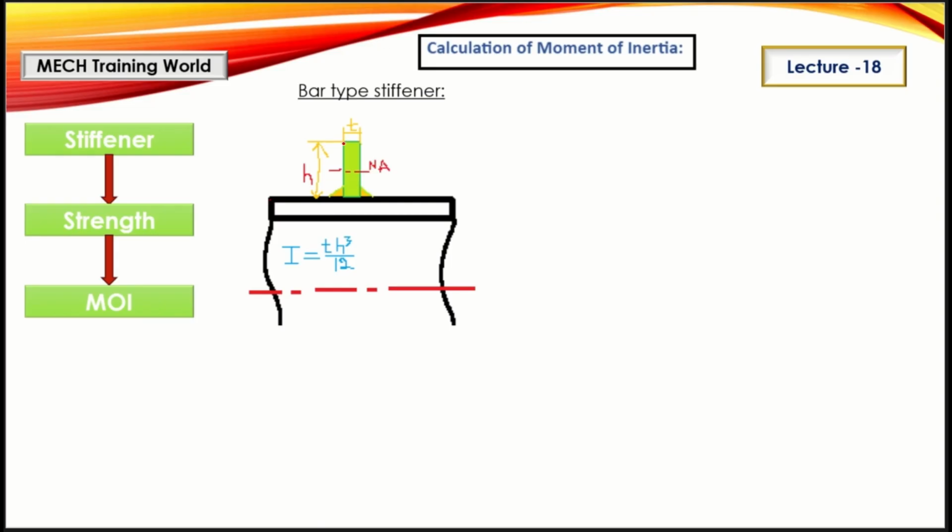If you see this, it looks like a rectangular section. We know that for a rectangular section, the moment of inertia is BD cube by 12. So here I write the same thing: the moment of inertia for this bar type stiffener ring is equal to T H cube by 12.